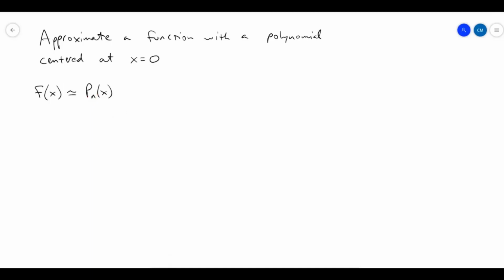Well, if I want to approximate a function with another function, there's a few things that maybe we should say need to be true. For example, the outputs of the function should be the same. And let me go ahead and write what that nth degree polynomial is going to look like.